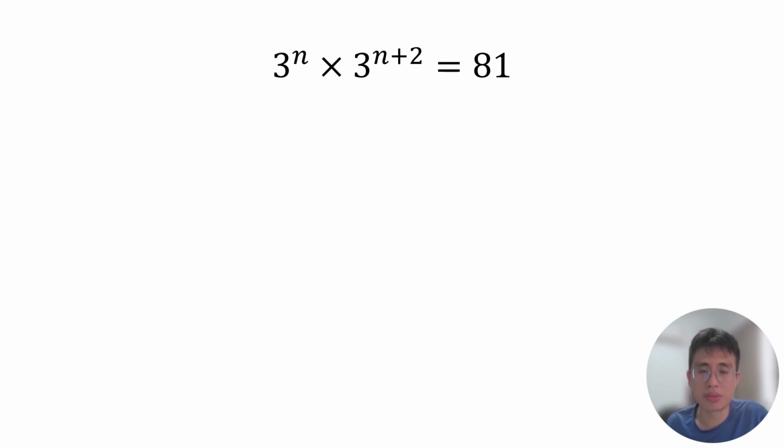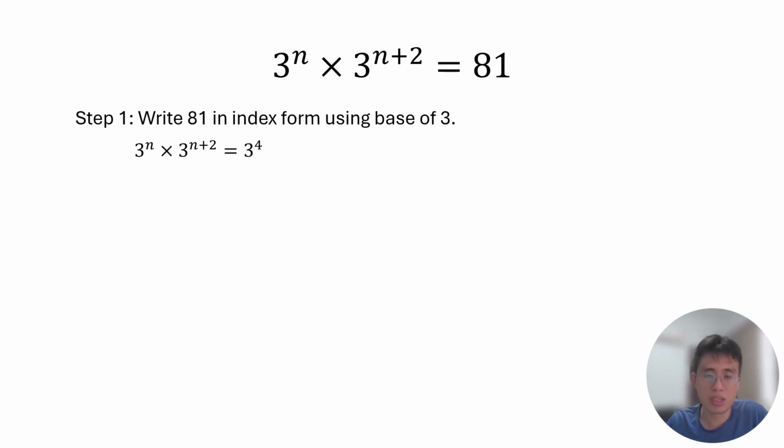Look at this question: 3 power n times 3 power n plus 2 equals 81. So how can we solve the question? Normally in mathematics, you must do it step by step so we can solve the question easily. You can see the left hand side has base 3, right? But the right hand side doesn't have base 3. So the first step, we want to convert the right hand side, 81, into base of 3. Because 81 is equivalent to 3 power of 4, so you can write 3 power of 4.